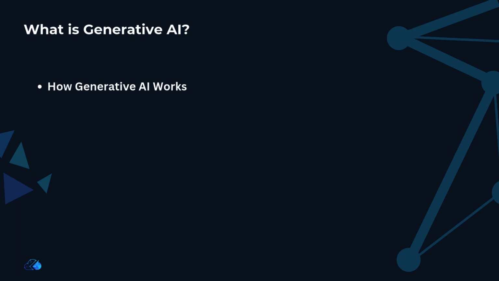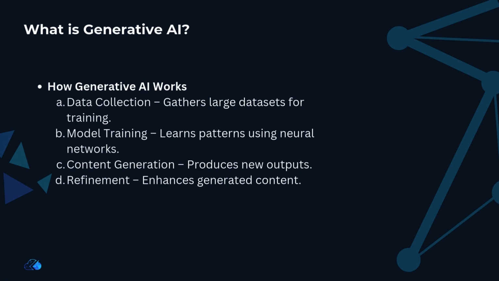So, how does generative AI work? Generative AI follows a structured process powered by deep learning, which uses artificial neural networks to identify patterns in data and generate new content. The general workflow includes data collection, where large datasets of text, images, or other content are gathered for training, and then model training. The AI model learns the structure and patterns of the dataset using neural networks, and then content generation. The trained model creates a new output based on what it has learned, and final refinement. The generated content may be further improved through post-processing.